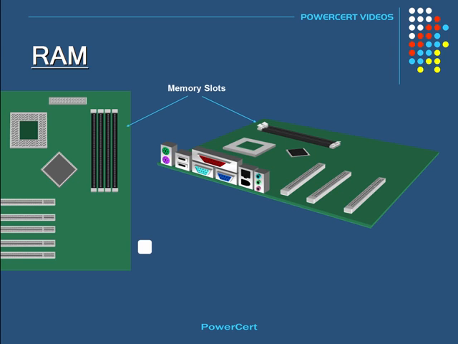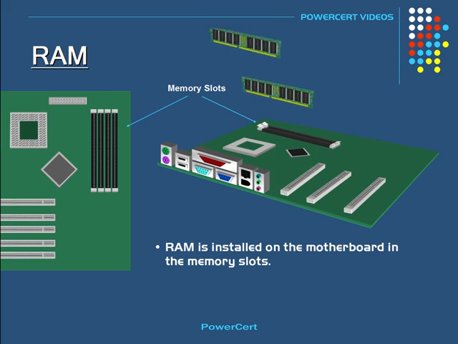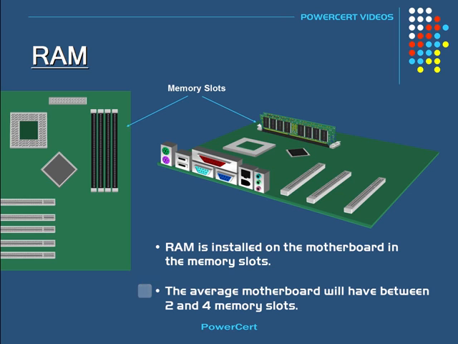And then the DIMM is installed on the motherboard in the memory slots. A motherboard can have a various number of memory slots. The average motherboard will have between 2 and 4 of them.